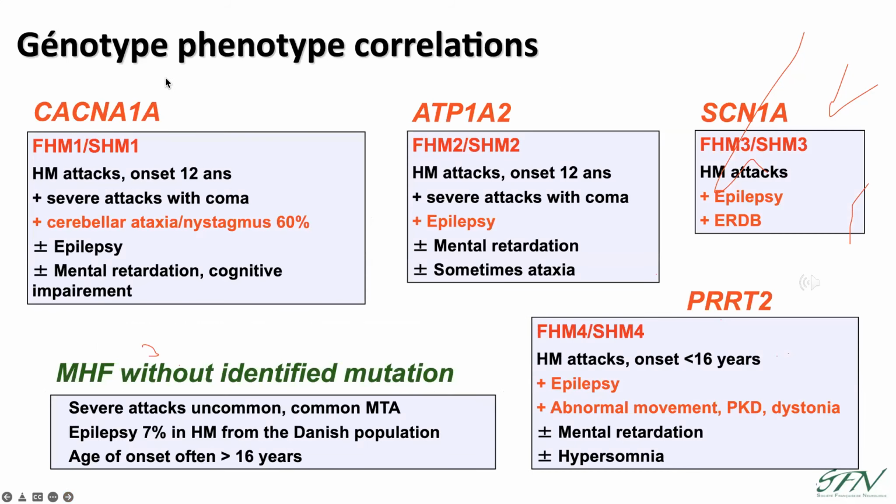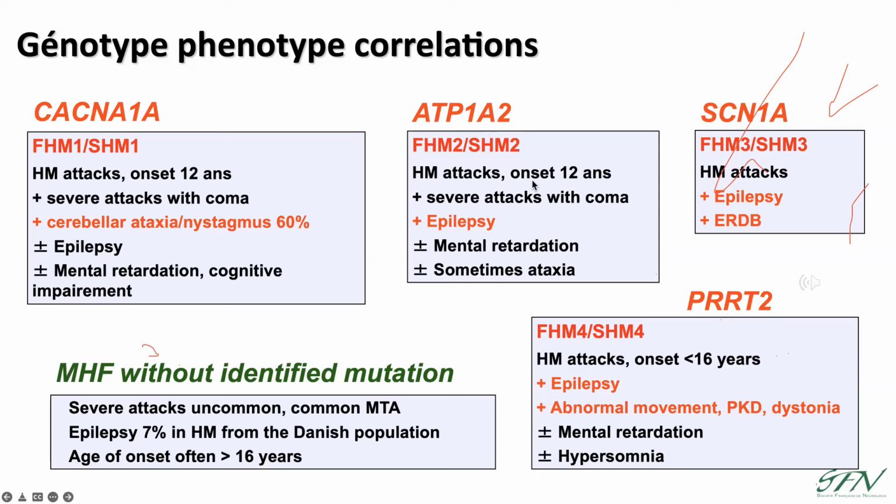So there are some genotype-phenotype correlations. In familial hemiplegic migraine type 1, the onset is early, 12 years on average. Patients are at risk of having severe attacks with coma. They have cerebellar ataxia in 60% of the cases, sometimes epilepsy, sometimes cognitive impairment and mental retardation, and they are at risk of severe attacks with coma.